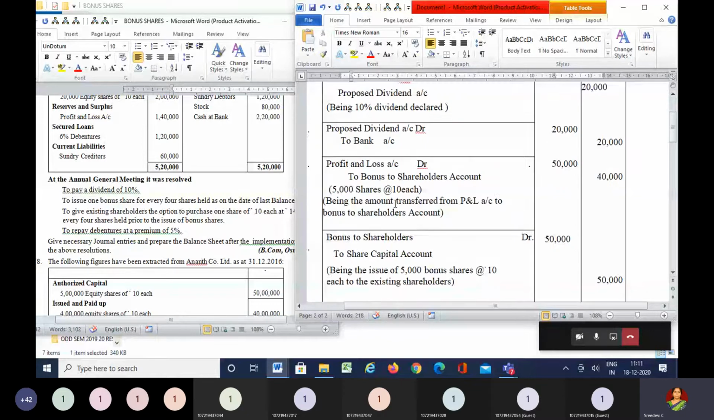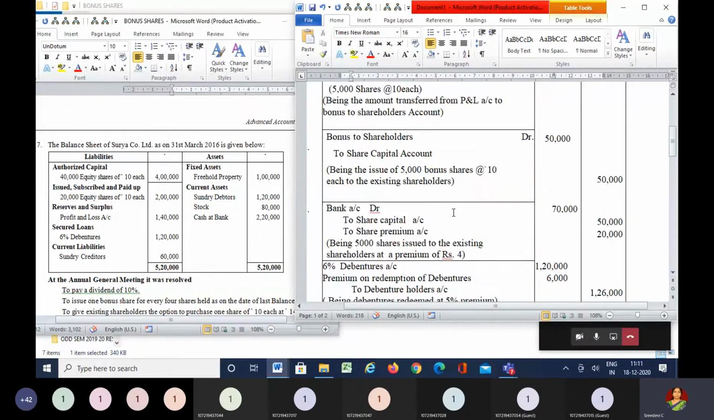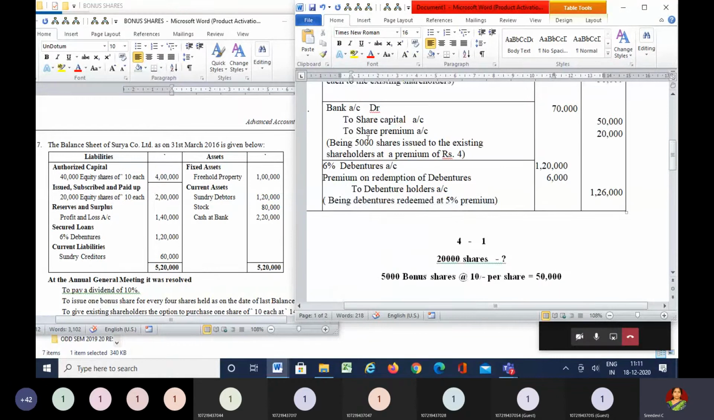Coming to the other things. Now anyway the proposed dividend account no more exists, but there is an effect in the bank balance, so that we will see later. But before we get into that, there is also a share premium account, right? Because here the existing shares have been issued, the rights shares have been issued at a premium, and the company has received a premium of 20,000 rupees, which is a credit balance.